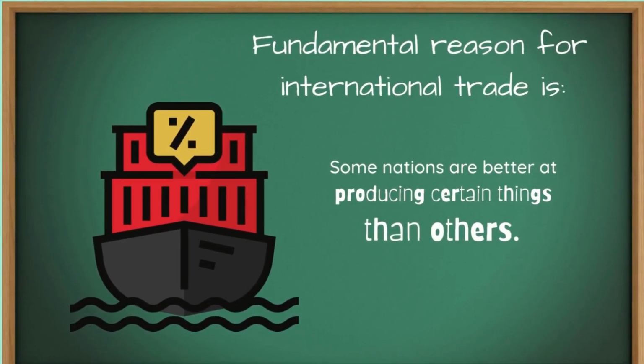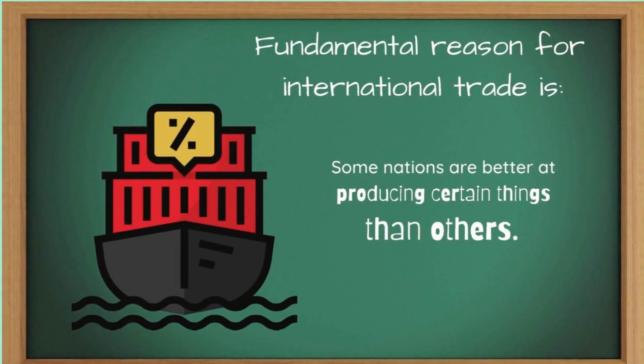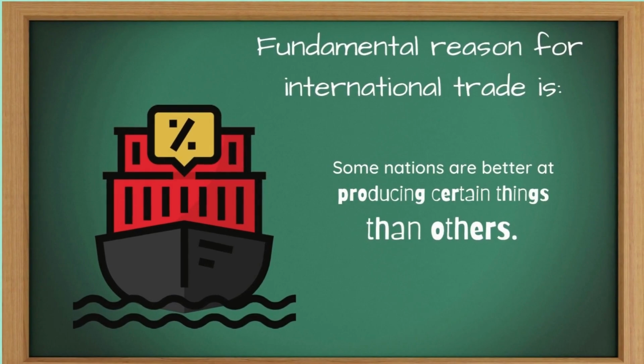So the fundamental reason for international trade is that some nations are better at producing certain things than others. The logic of formal trade agreements is that they outline what is agreed upon and the punishments for deviation from the rules set in the agreement.